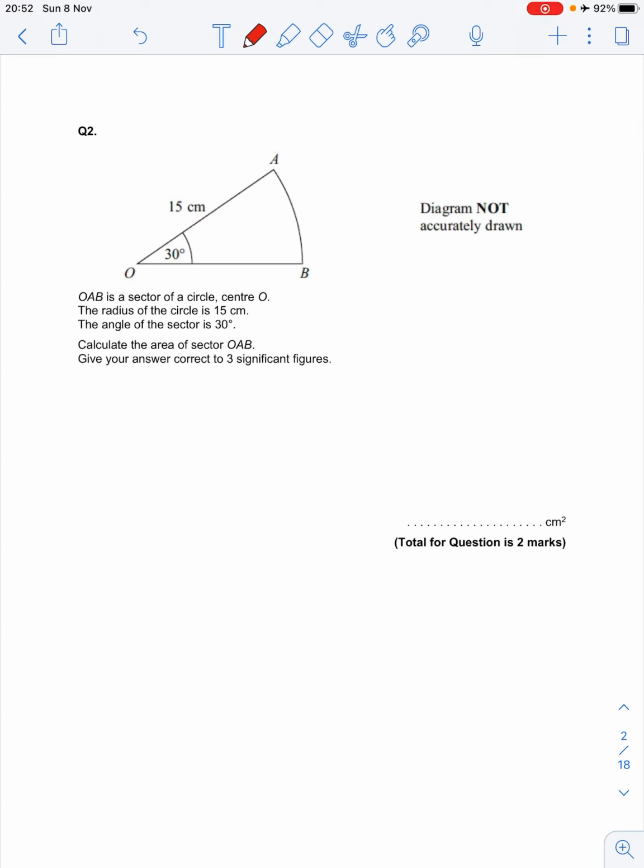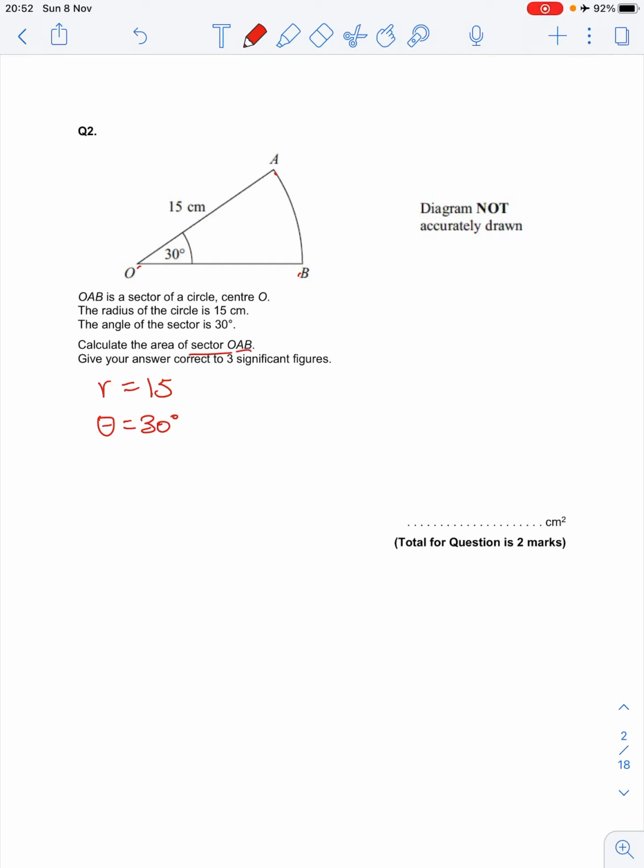Question 2. OAB, so this shape OAB is a sector of a circle with center O. The radius of the circle is 15 centimeters, so radius equals 15. The angle of the sector is 30 degrees, so theta equals 30 degrees. Calculate the area of the sector.